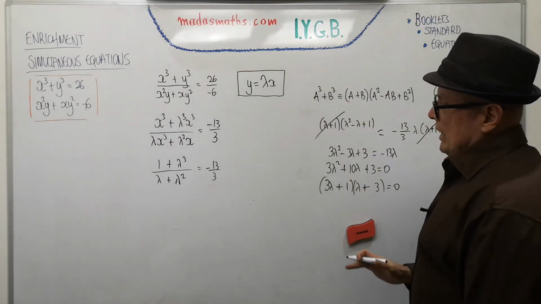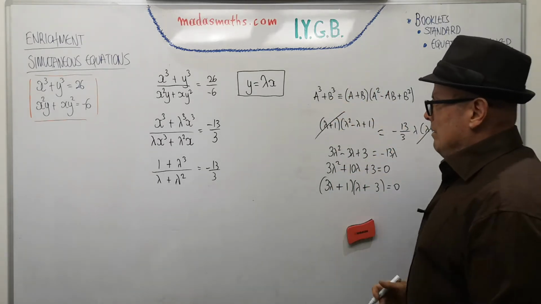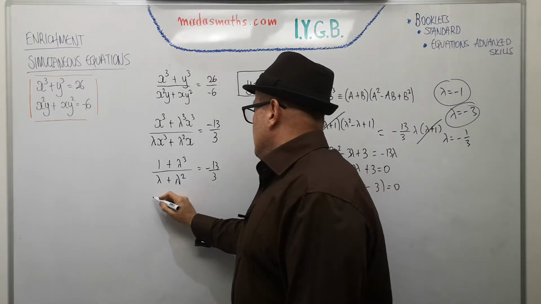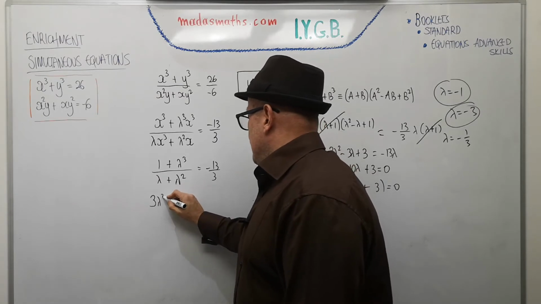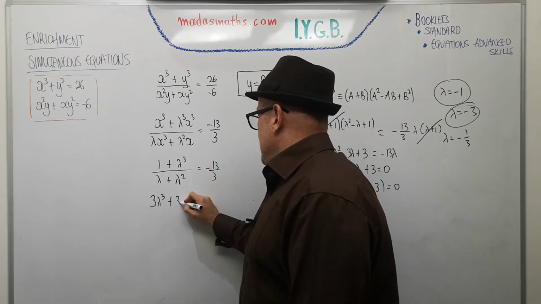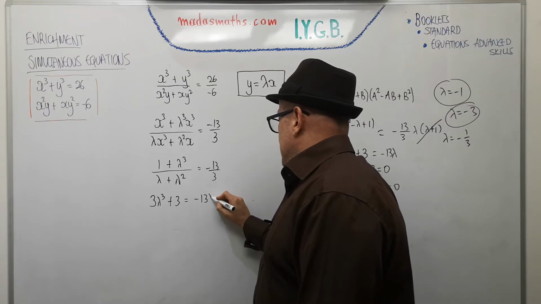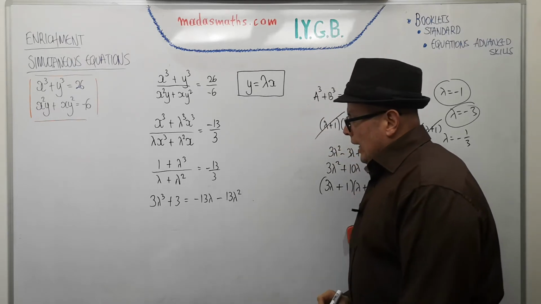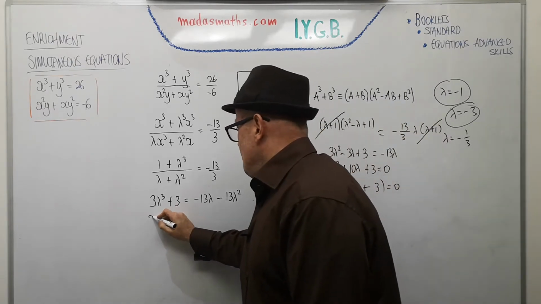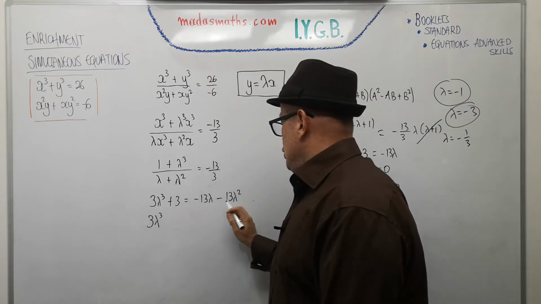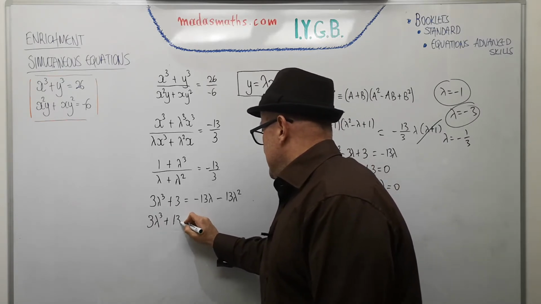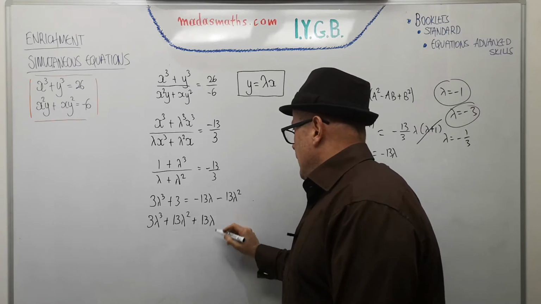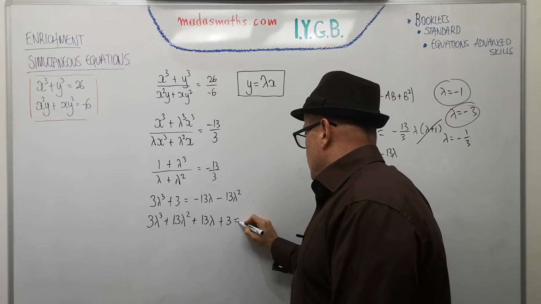But as I've said, we didn't know this, we didn't spot this. Okay, let's see, what can we do? We've got a cubic. Can we sort out this cubic? Well, times it across: 3 lambda cubed plus 3 is equal to minus 13 lambda squared minus 13 lambda. And then let's put it in its usual form: 3 lambda cubed plus 13 lambda squared plus 13 lambda plus 3 is equal to 0.